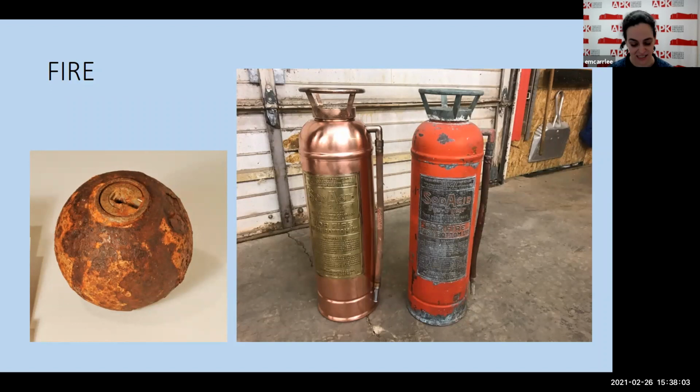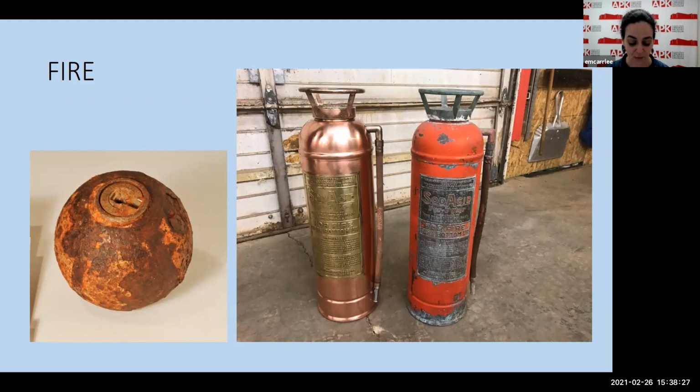Sometimes collections contain things that are themselves hazardous when it comes to fire. On the left is an old piece of military ordnance that might behave like an explosive if it became hot. On the right are examples of antique fire extinguishers that might contain carbon tetrachloride, an obsolete fire suppressant that can deteriorate into toxic phosgene fumes if it gets hot.